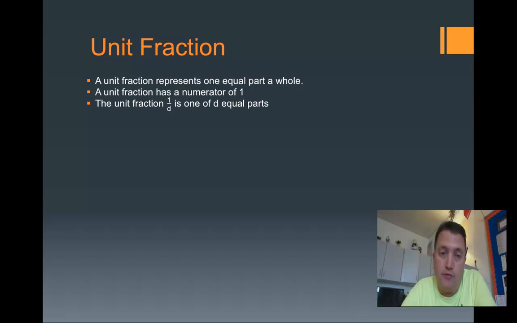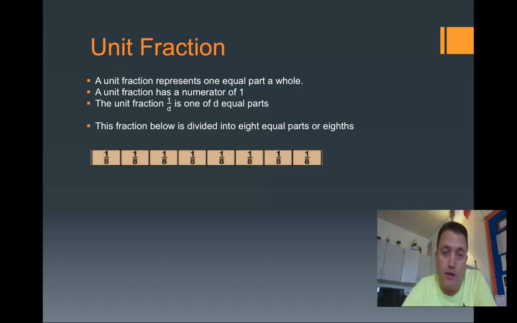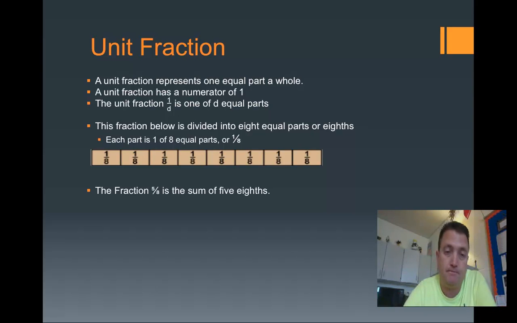Now, the unit fraction 1 over d is one of d equal parts, where d equals the denominator. So it could be any number of parts that were cut up down there. Don't be confused by that, I'm just telling you how we write unit fractions. Remember, the key is the numerator is 1. Now, the fraction below is divided into 8 equal parts, or eighths. You can count those if you don't believe me. Each part is one of 8 equal parts, or 1/8. Remember, it's equal parts. Each one of those is 1/8 of the whole.